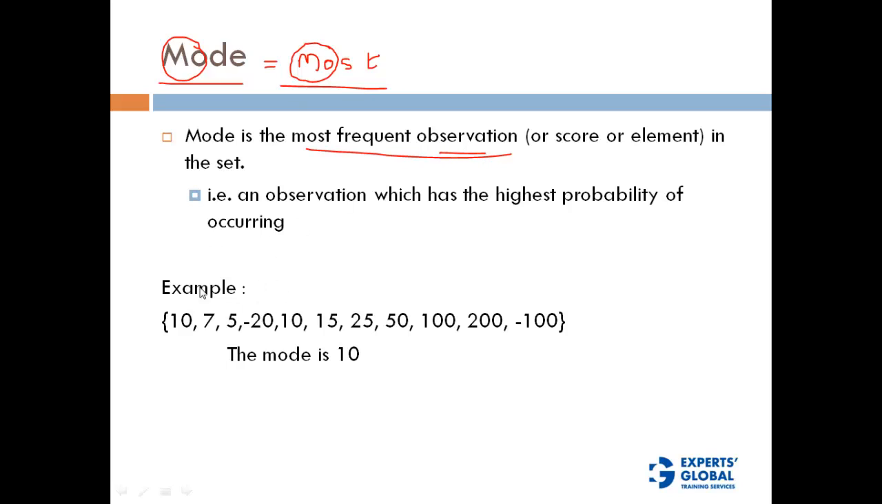So here we'll calculate which of the terms is coming the most number of times. You will see that 10 is coming twice. 7 is coming once, 5 is coming once, minus 20 is coming once, 15 is coming once, 25 is coming once. All these terms are coming only once. Only 10 is coming twice, so the mode is 10.